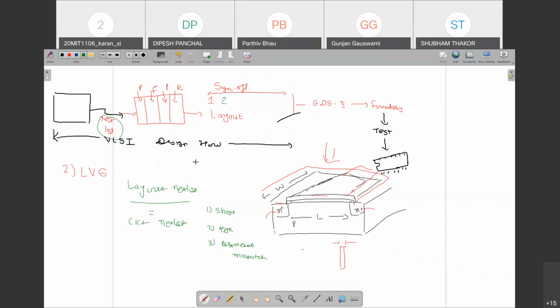Okay, so that job is also done by the software. So let's move to the next one. That is the third one and also is equally important: parasitic extraction.